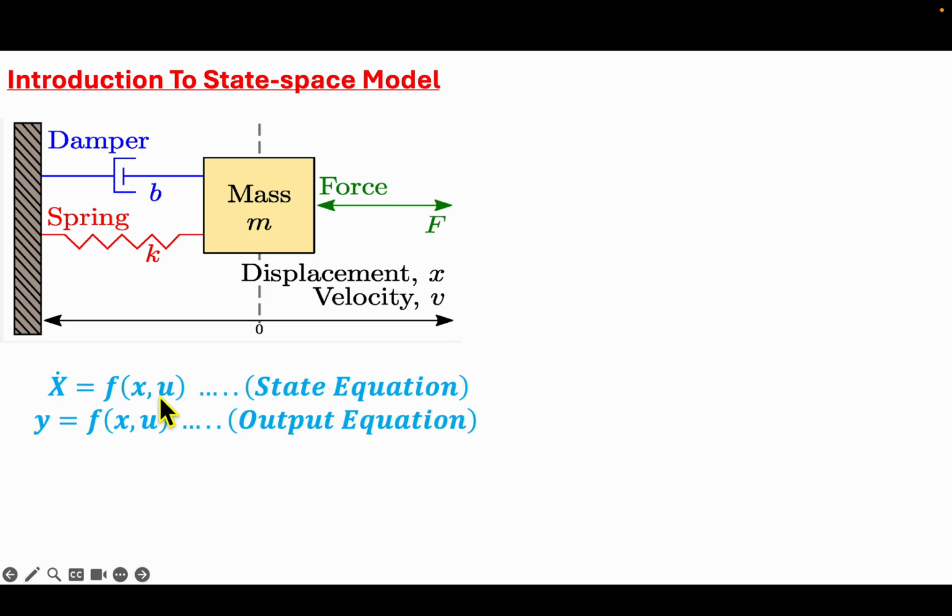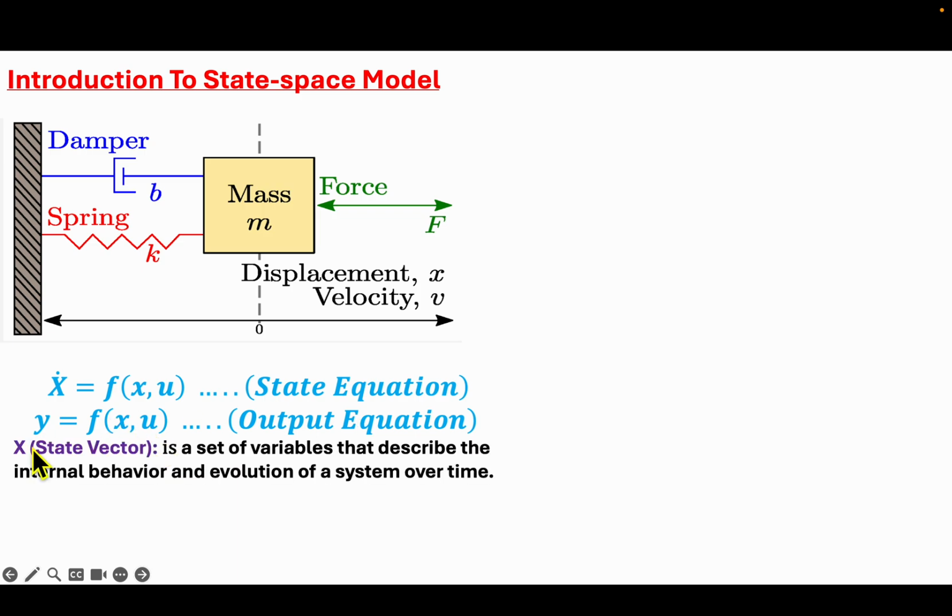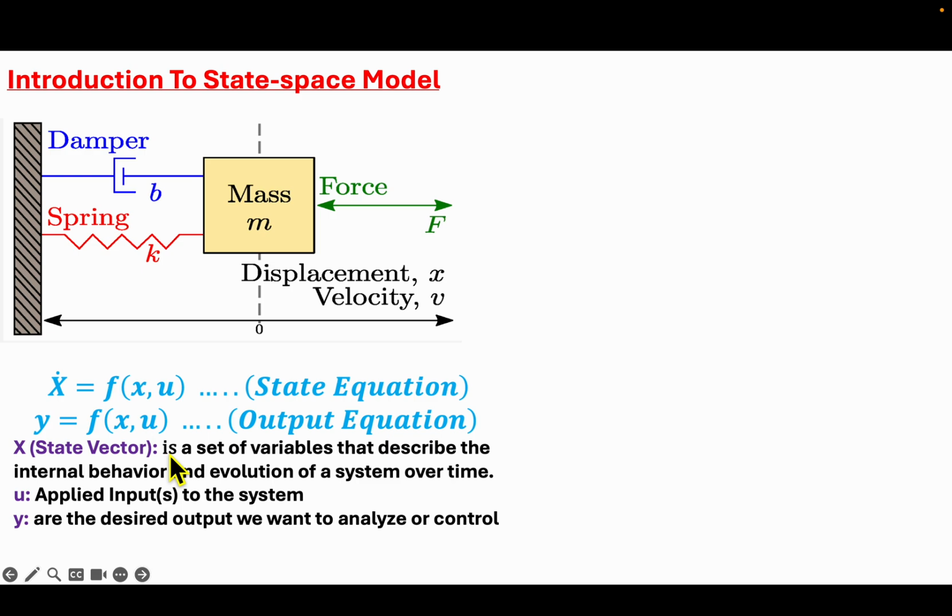The state space model has two equations. The first is the state equation, which models the first order derivative of the states as a function of the state and the applied input. The second is the output equation, which is also a function of the state and the applied input. The state vector x is a set of state variables that describe the internal dynamics as well as the evolution of the system over time, where u is the applied input to the system. In this case, we have only one input, which is the applied force, and y is the desired output we want to analyze or control.